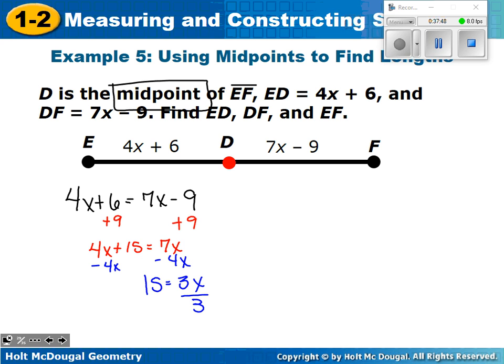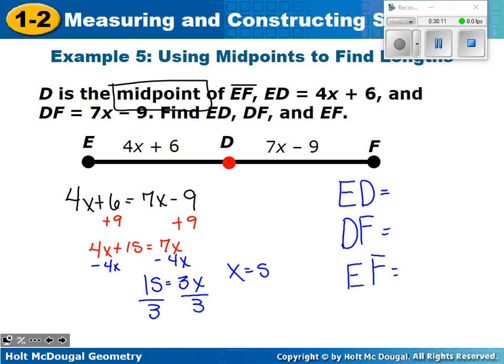Divide by 3, so what is x? 5. Is that what our answer is? No. Be careful that you're going far enough and that you don't go too far. So they want you to find ED. Remember, that's a distance, not a line segment. They want you to find DF, and they want you to find EF, the whole thing.